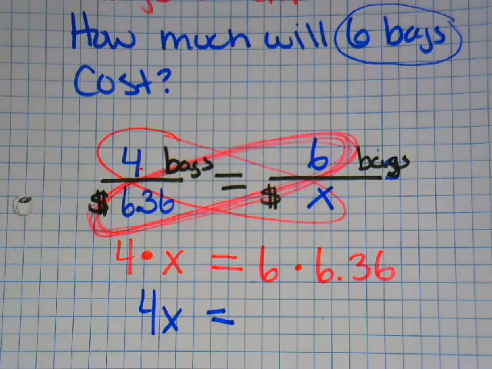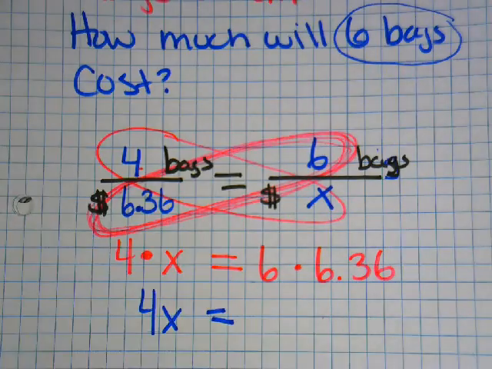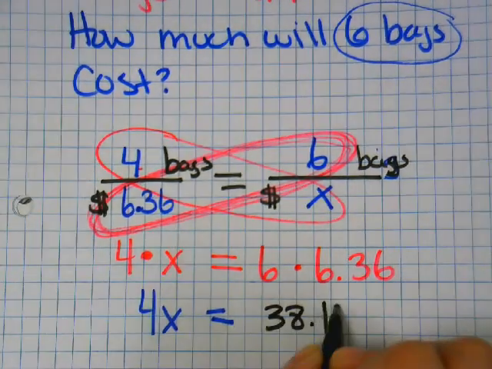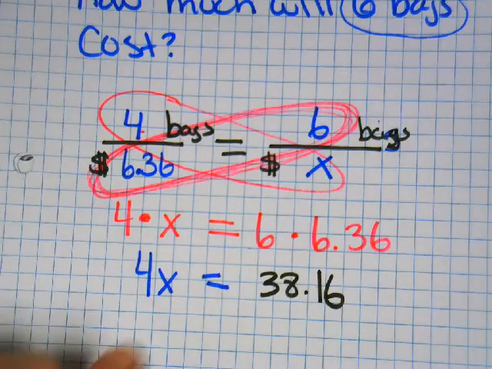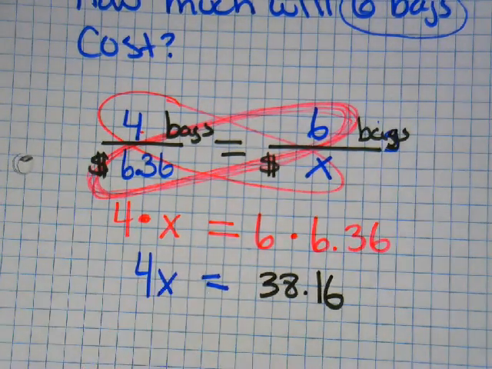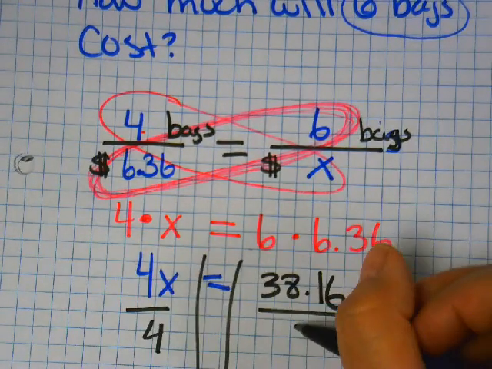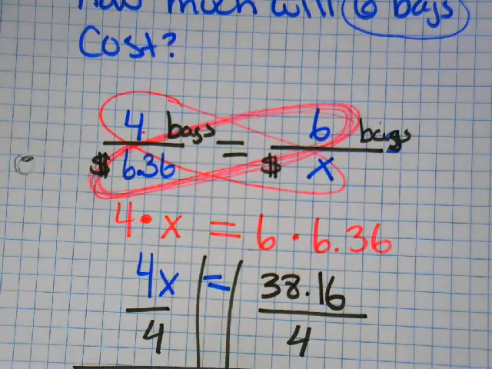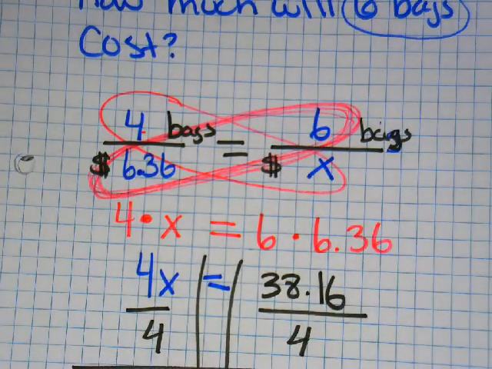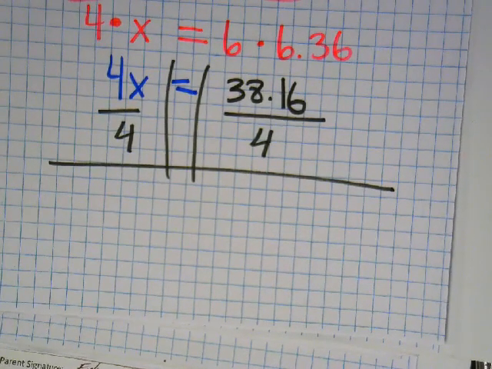38.16. Can we confirm that? 38.16. Okay. Now, it says 4X. Do I want 4X? I just want X. So how do I break this 4 up? What do I have to do? I have to divide by 4, divide by 4. If they give you this on a test, they would 100% give you a calculator. So type it in. What is it?